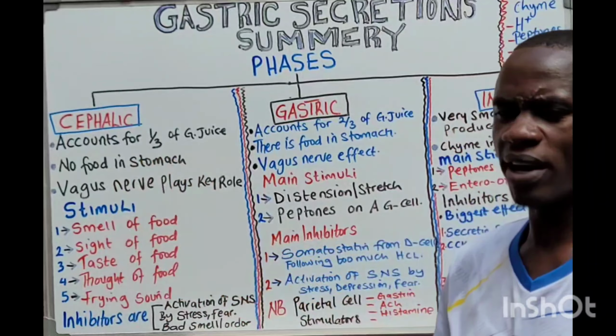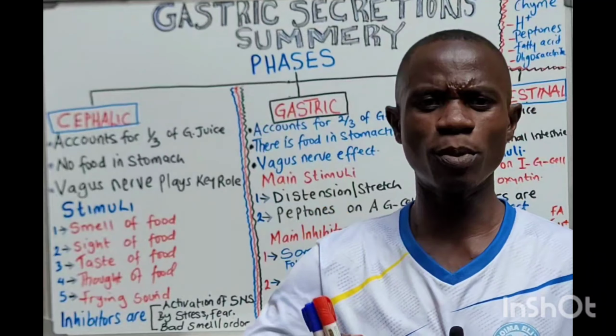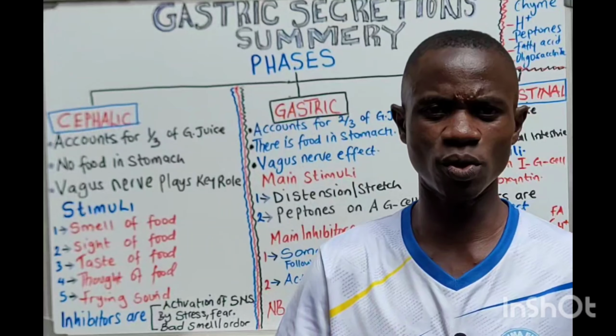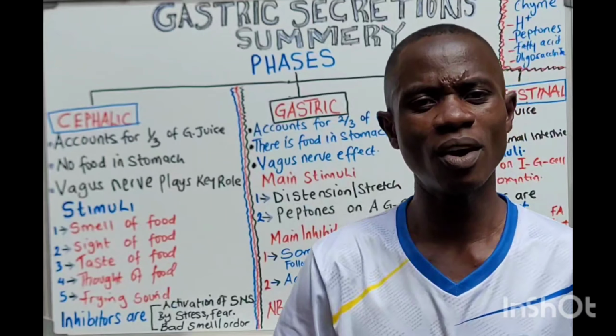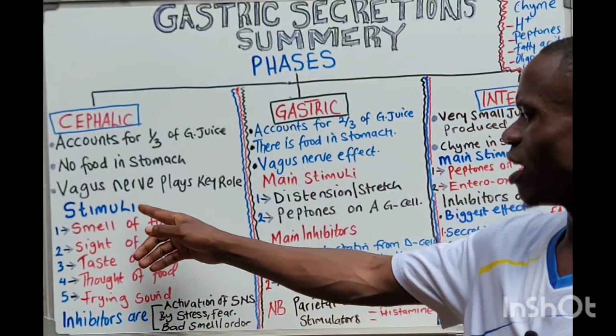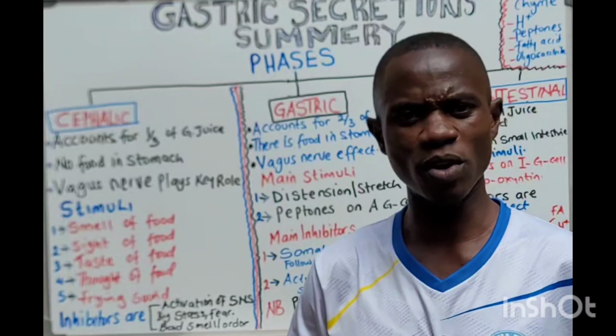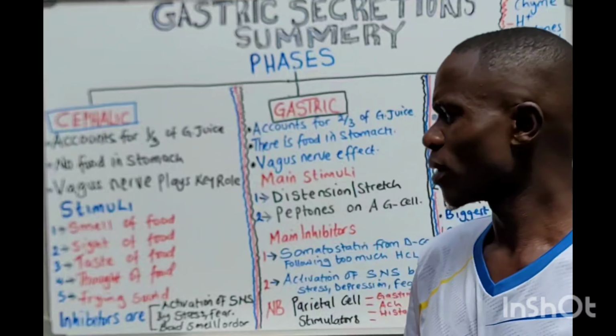The main cranial nerve that drives all the processes leading to the production of gastric juice during the cephalic phase, do you know how this cranial nerve is called? This cranial nerve is the vagus nerve, cranial nerve number 10. It is such a beautiful nerve.